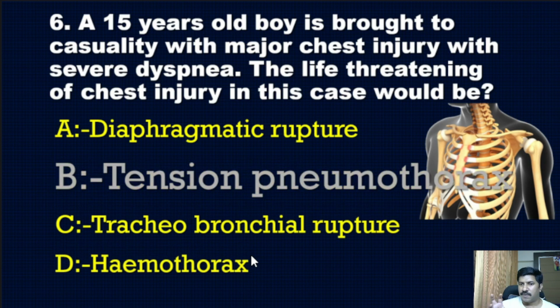Tension pneumothorax occurs when there is an open chest injury, then atmospheric pressure will enter into the thoracic cavity and it will compress the lungs. The expansion of the lungs will not occur, and it will also move the thoracic organs to the sides. So that is known as tension pneumothorax. It is a fatal condition. If it is not treated, the patient will die.